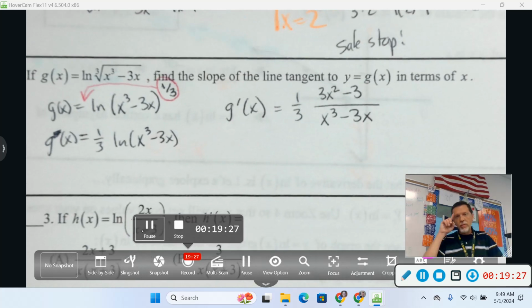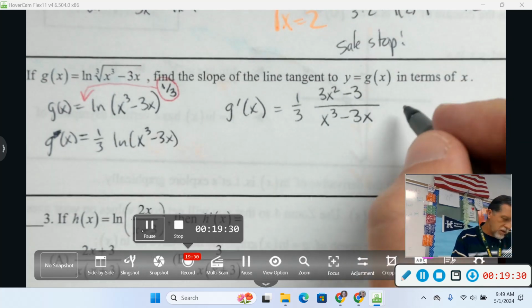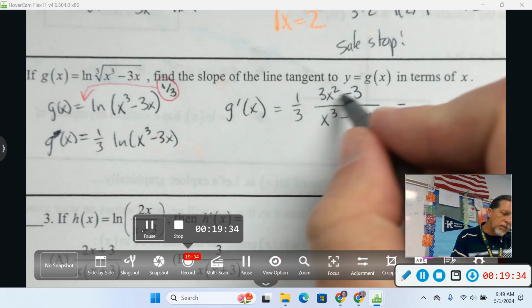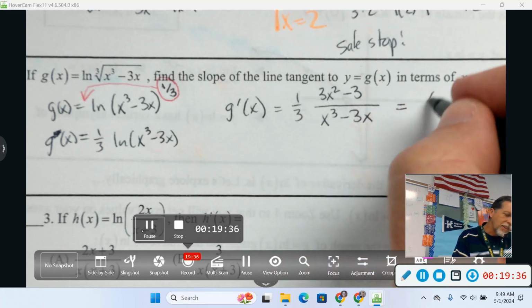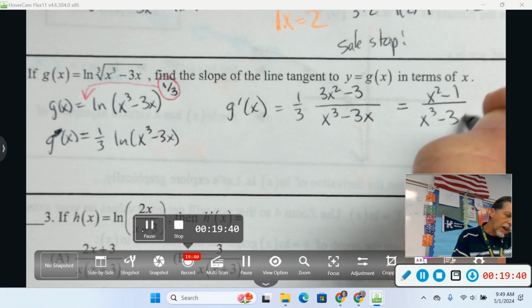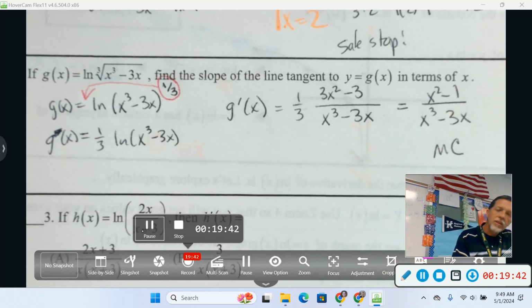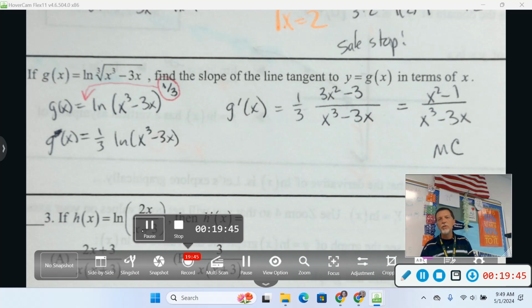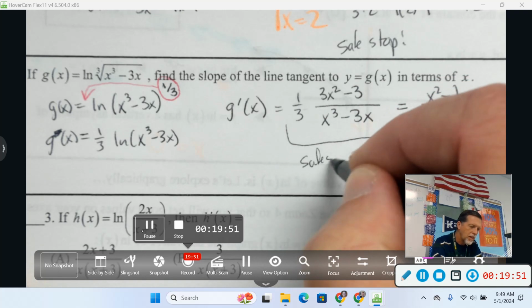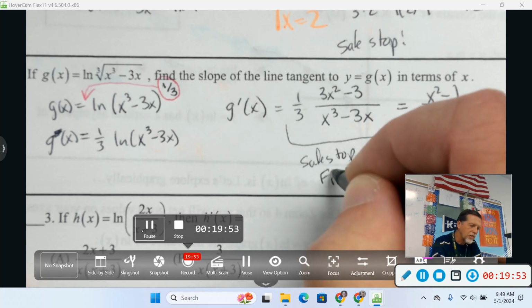Multiple choice is probably going to, let's see, what can we do to clean that up? Oh, the 3's, we could factor out a 3 and cancel it, so x squared minus 1 over x cubed minus 3x. That's your best multiple choice answer. But there's nothing wrong with this as a safe stop, as a free response answer.